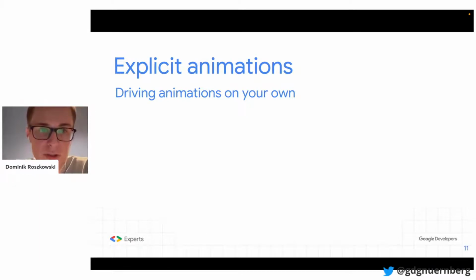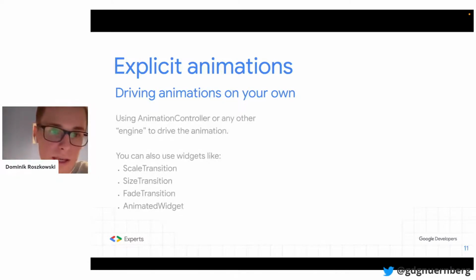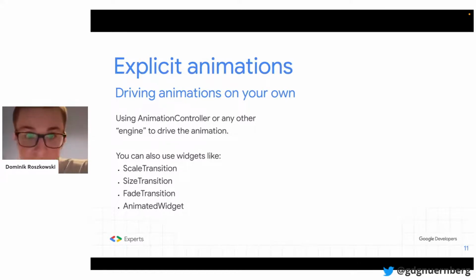Explicit animations are where you need to drive them in some way. And typically, you would use the animation controller as the engine for your animations. I mean engine in a way that it will tell you how fast, or when you need to run every new frame of your animation.